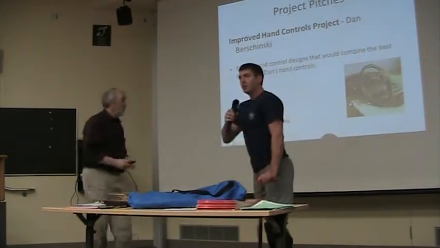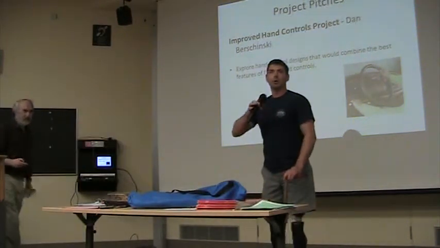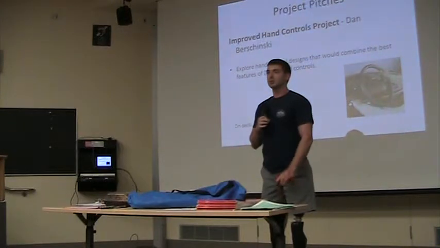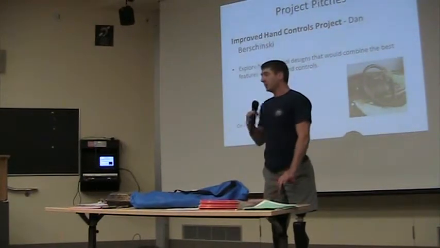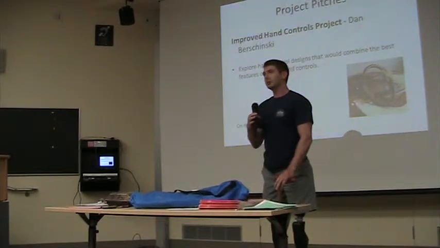All right. My name is Dan Bersinski. I'm a former Army officer and a current second-year MBA student at the business school. I'm a double amputee, as you can see, and my idea is for an improved set of hand controls.